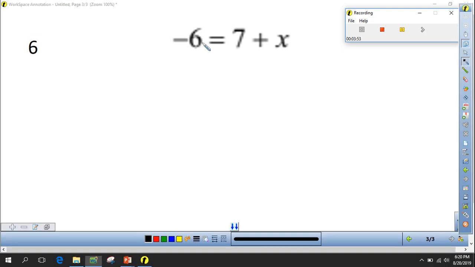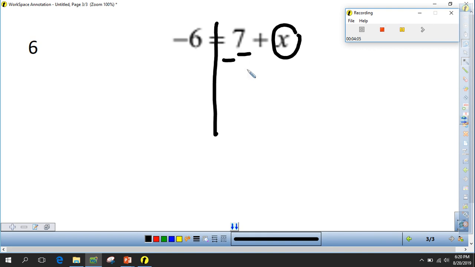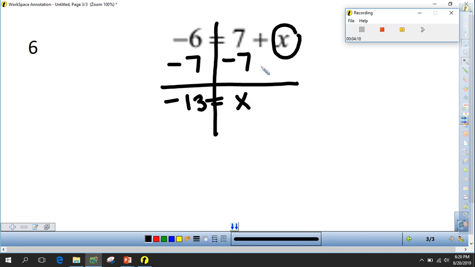Same concept here. The only difference is I have a negative sign, so I wanted to kind of keep that in mind. Draw my line through my equal sign. Decide I want to get x by itself. It's a plus x, so we're good. The only thing I have to get rid of is this 7. If I have 7, I'm going to subtract 7. If I do it to one side, I do it to the other. Negative 6 minus 7 is a negative 13, which is equal to x. Put that negative 13 back in there. 7 plus a negative 13 would be the same thing as 7 minus 13, which gives me a negative 6.